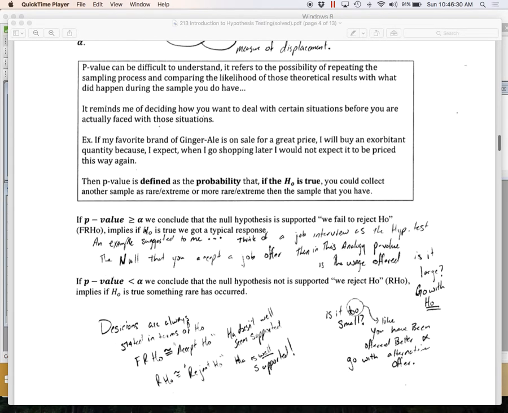What it means is it will tell us which decision to make. When the p-value is greater than or equal to alpha, then we will fail to reject the null hypothesis.